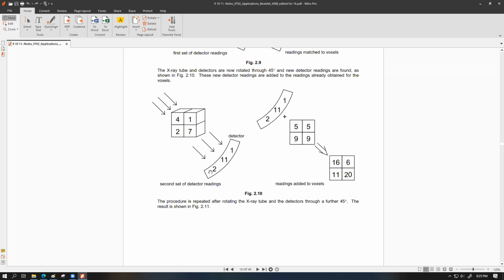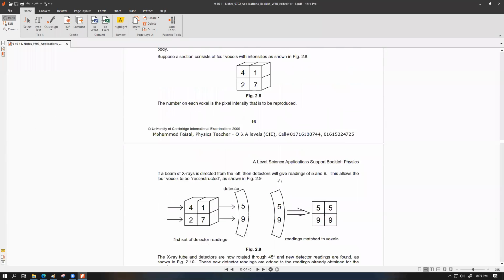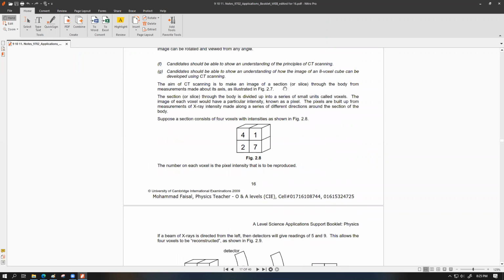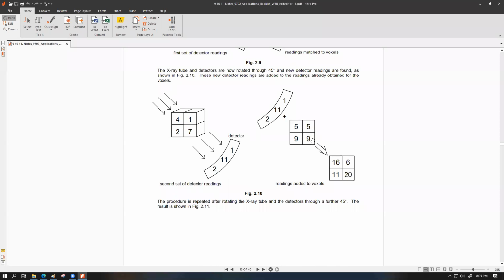We're going to add these voxel intensities. We're going to add this diagonal voxel intensity with the original made up box of 5, 5, 9, 9, and we're going to add these things over here diagonally.